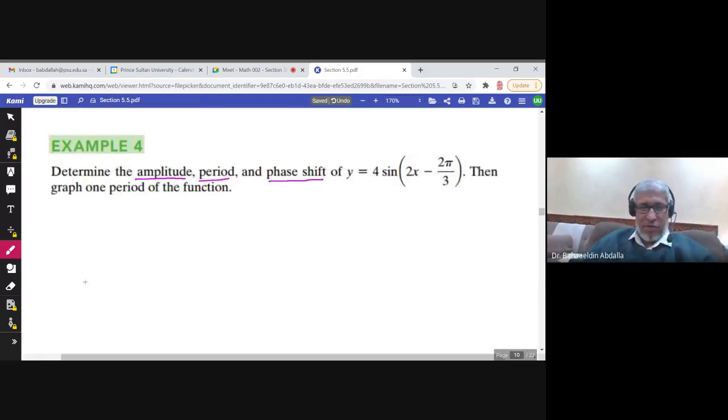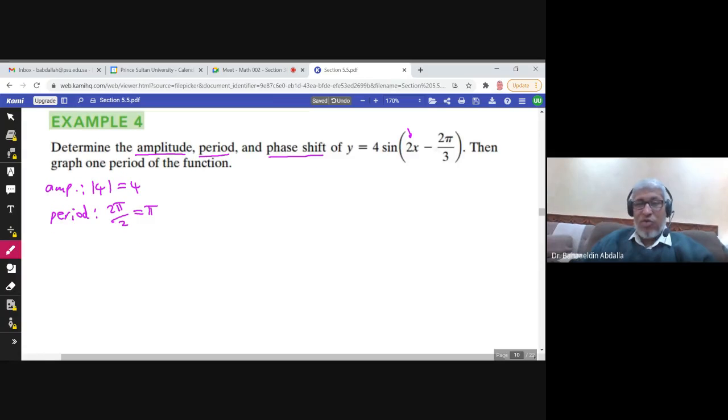So what is the amplitude? Amplitude is the absolute value of 4, which is 4, because this is a. Okay, how to find the period? The period is 2 pi over b. What is b? This is b, 2. So 2 pi over 2. So the period is pi. I will need also period over 4, but let us immediately find x1.